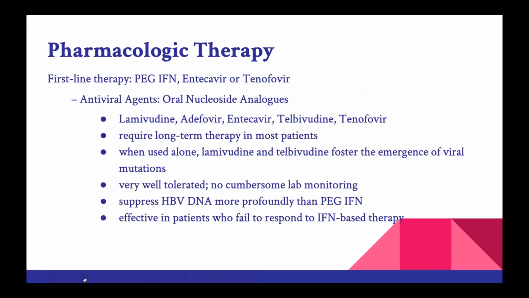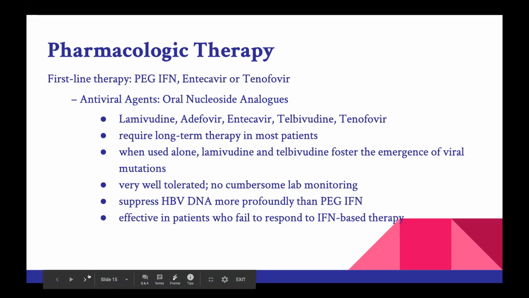So for the pharmacologic therapy, the first line of therapy is the pegylated interferon and antiviral agents under the class of nucleoside analogs, which are entecavir or tenofovir. So first is the antiviral agents under the class of oral nucleoside analogs. Examples of these are lamivudine, adefovir, entecavir, telbivudine, and tenofovir. They require long-term therapy in most patients.